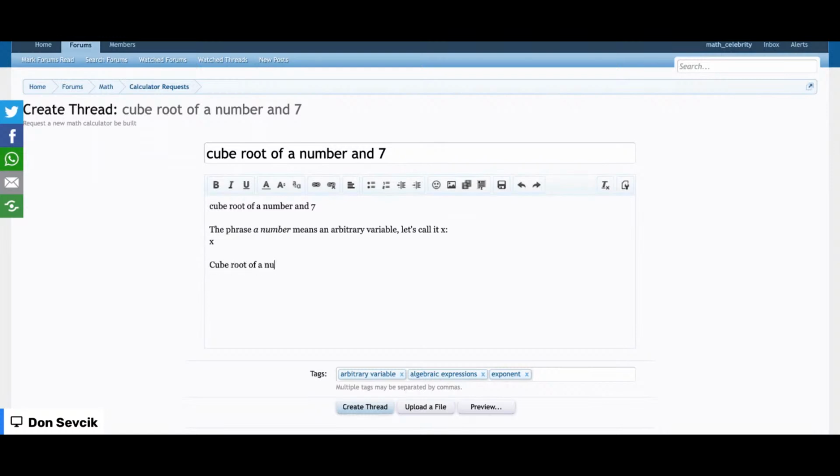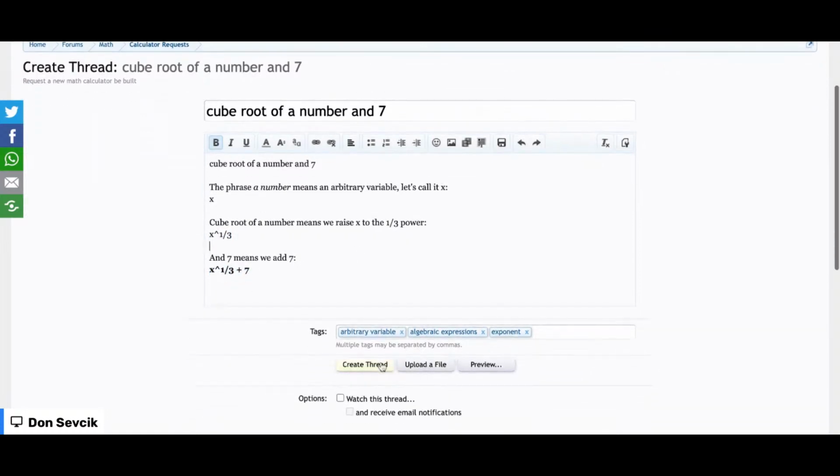Cube root of a number means we raise x to the 1/3 power. x to the 1/3, or you can have the little radical sign with a 3 out front. Either way. And 7 means we add 7. We have x to the 1/3 plus 7, and we are done. Knock that one out.